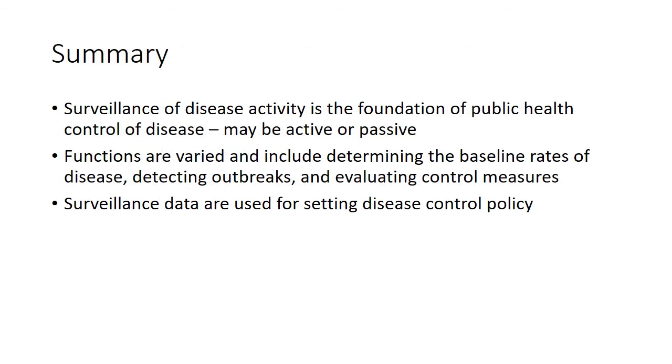So, in summary, surveillance of disease activity is the foundation for public health control of disease. Remember, it can be active or passive. Our functions here are determining baseline rates of disease, looking for outbreaks, and evaluating the control measures that we're implementing. And data is used for setting disease control policy in a lot of cases, so the new, rapidly increasing or very severe diseases usually get set as high priorities, and a lot of it is based on the surveillance that we do from both state and federal organizations.